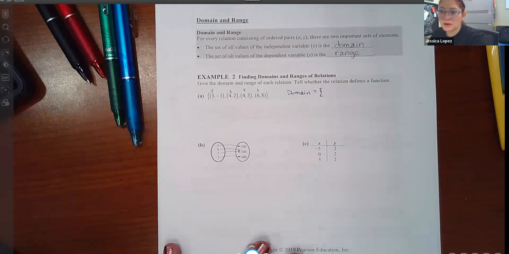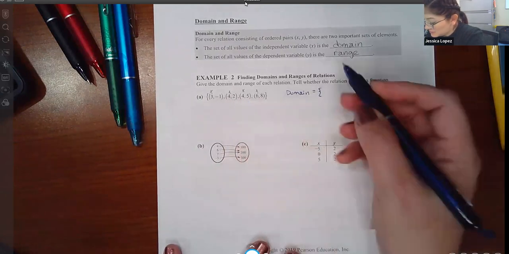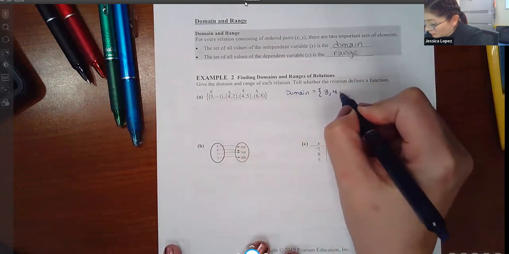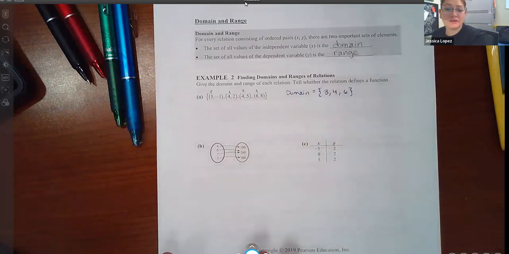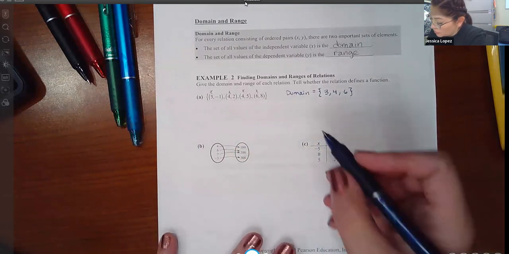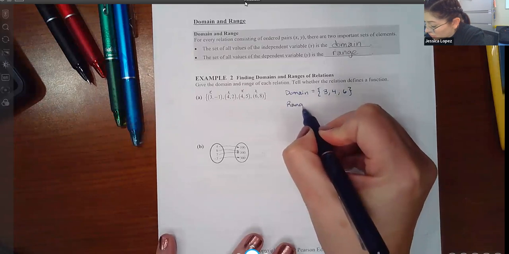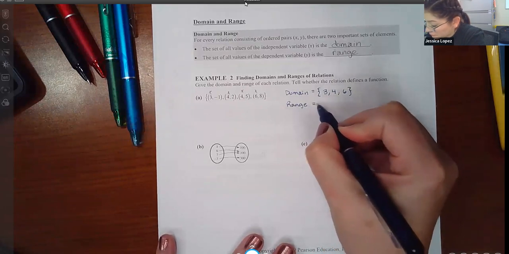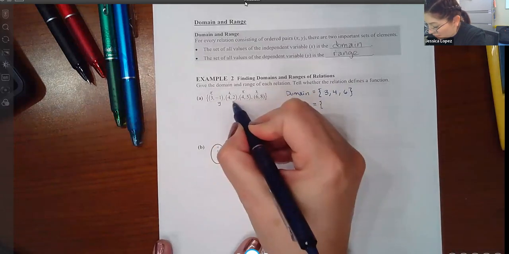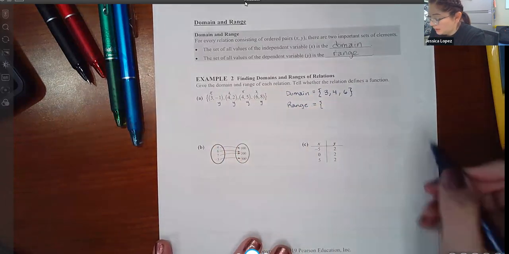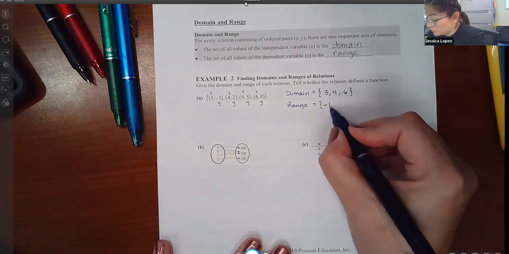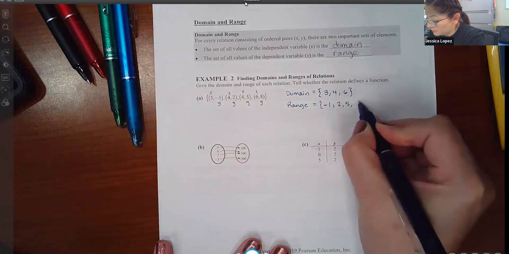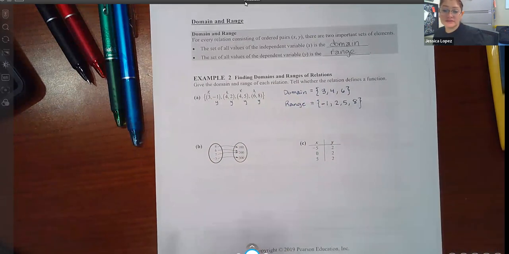So here we're gonna be putting our domain inside this set. So the elements that I have here are 3, 4, and 6. Those are all the different values for my X variable, my independent variable. When you're talking about the range, you're talking about the Y values. Okay, so in this case, this would be a Y, a Y, a Y, and a Y. And so then the values of my range would be all of those elements, 2, 5, and 8. And since none of them were the same, I did have to list each and every one of them, okay?